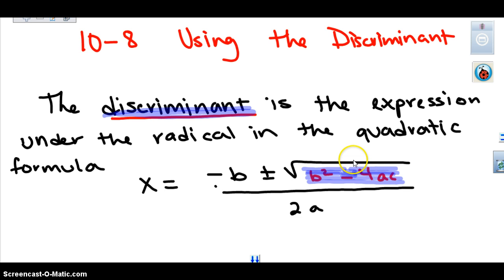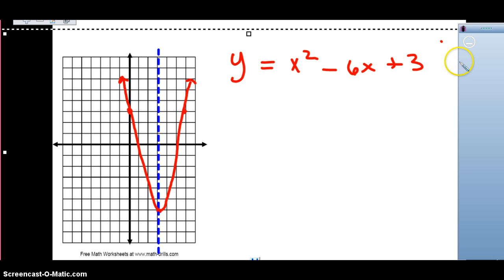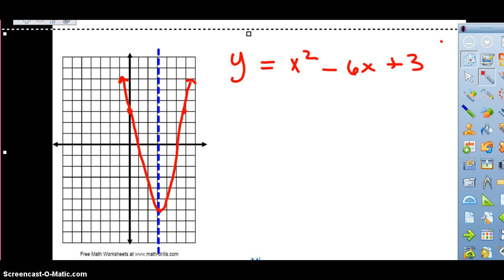Now, quadratic equations can have two solutions, one solution, or no solutions, right? And in the past, we could see how many solutions a quadratic equation had by graphing it. And the solutions meant the number of times the parabola passed or intersected the x-axis. So we're using the discriminant for the same thing. If we graph y equals x squared minus 6x plus 3, we can see that this has two solutions.